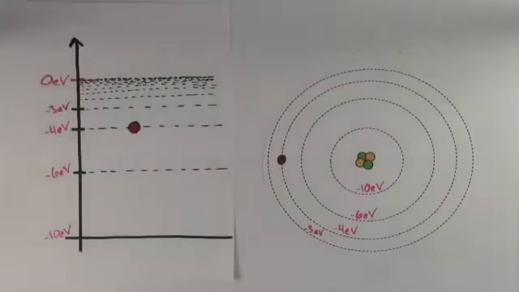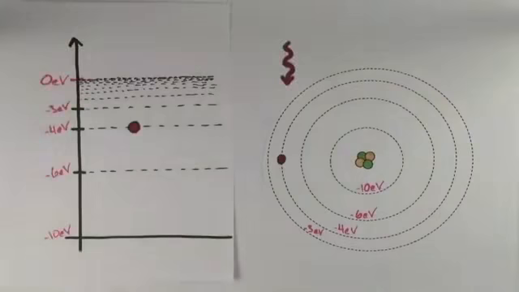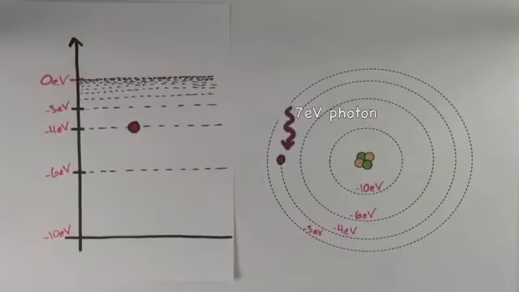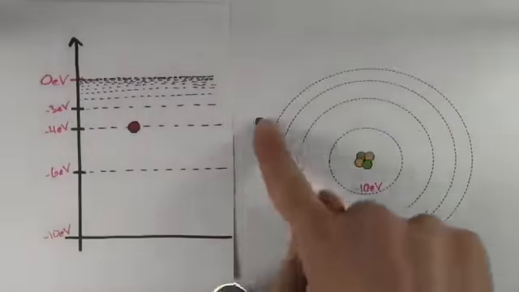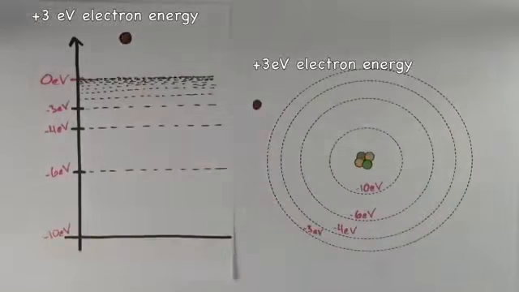So for example, say the electron started at the negative 4 eV energy level, and it absorbed a 7 eV photon. That electron would have a total energy of positive 3 eV, and so it would be gone from the atom.